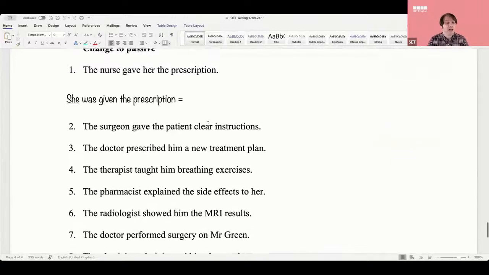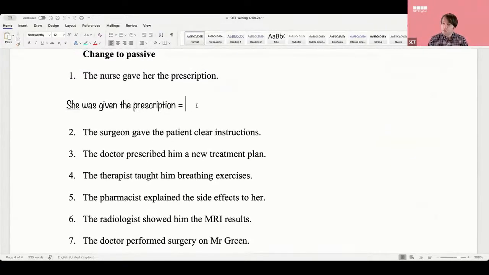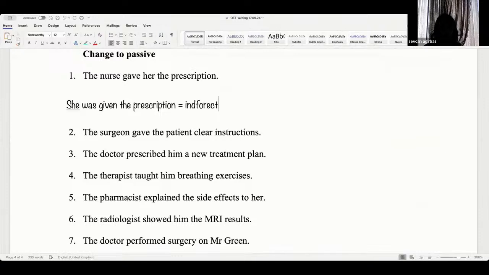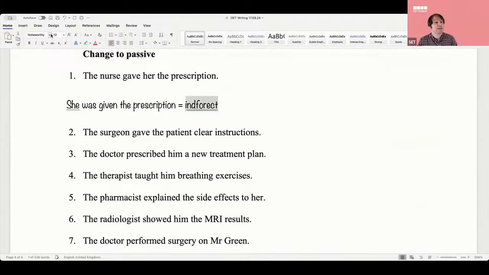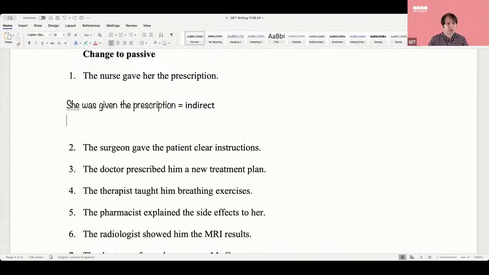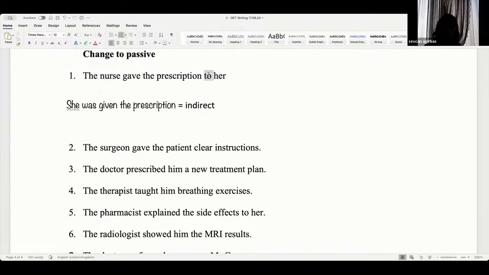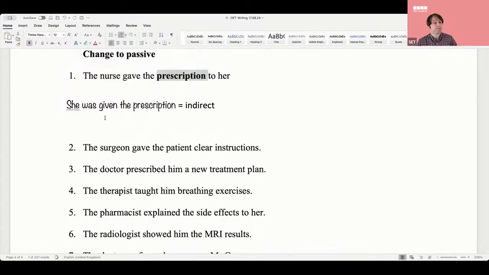Now, can I start with the direct object? Yes. A prescription. So, Kenny, can you make a sentence? Start with the direct object, please. So the direct object is prescription. Guys, the reason is, look, the nurse gave the prescription to her, right? We changed them round, remember. So start with the direct object. This one, please, Kenny. A prescription.